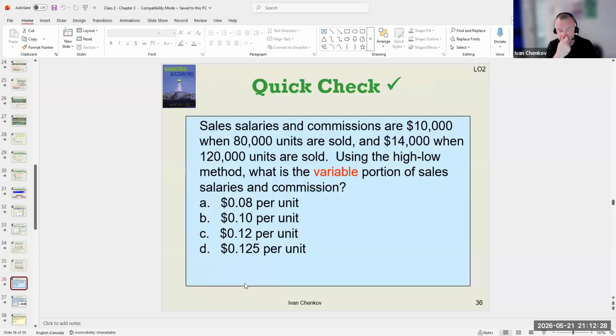So let's see this question now. Sales salaries and commissions are $10,000 when 80,000 units are sold, and $14,000 when 120,000 units are sold. Using the high-low method, what's the variable portion of the sales salary and commission?